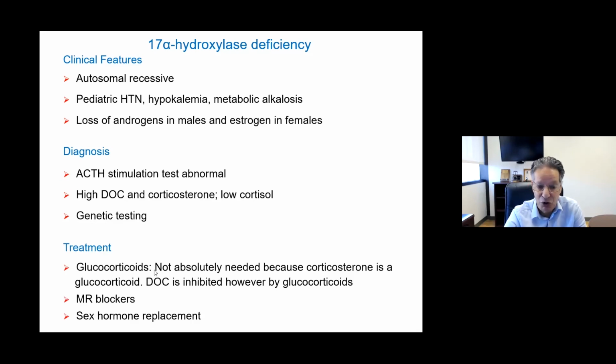So some people give glucocorticoids, although it's not absolutely needed because corticosterone, as I mentioned, is a potent glucocorticoid. DOC, which is the deoxycorticosterone, is inhibited by giving the glucocorticoids. So that's one reason people try to do it. Although you can give MR blockers and empiric sex hormone replacement.